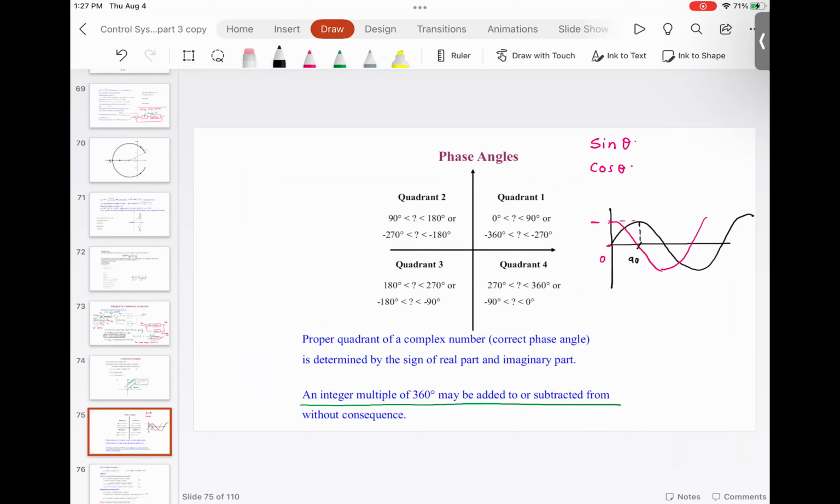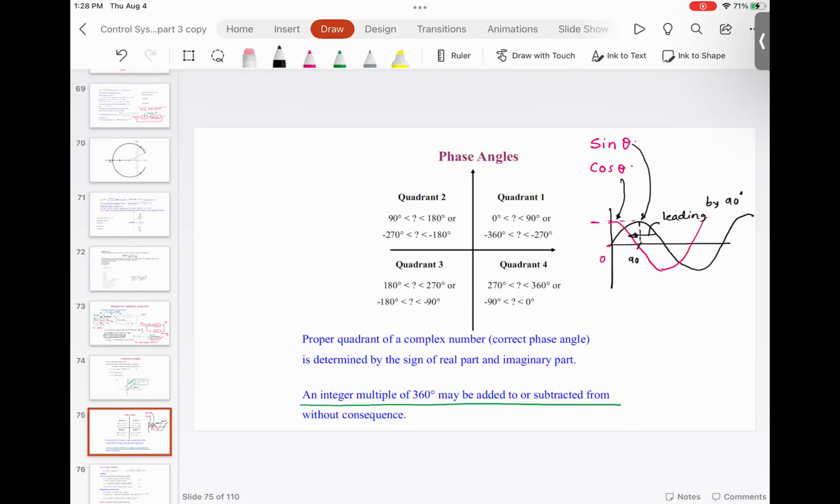So let me ask you this question. Is sine leading the signal or cosine leading the signal? So which comes first? If you look at this signal, which signal is achieving the maximum value first? Cosine. Cosine of 0 is 1, right? Sine of 90 is 1, right? So what it means is cosine is leading by 90 degrees.